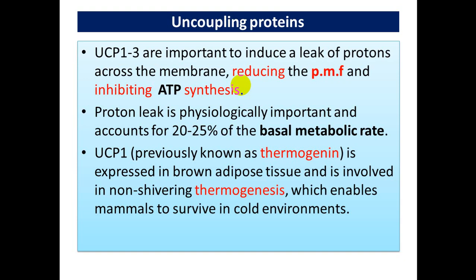The proton leak is physiologically important and accounts for 20 to 25% of basal metabolic rate. UCP1, previously known as thermogenin, is expressed in brown adipose tissue and is involved in non-shivering thermogenesis, which enables mammals to survive in a cold environment.